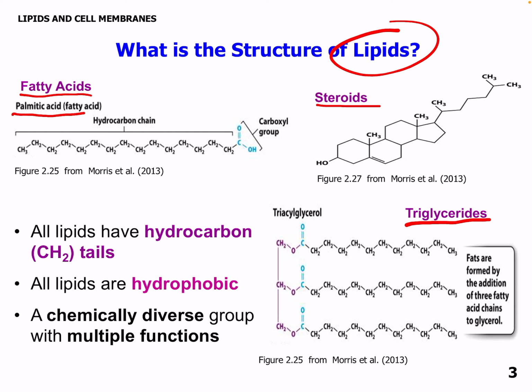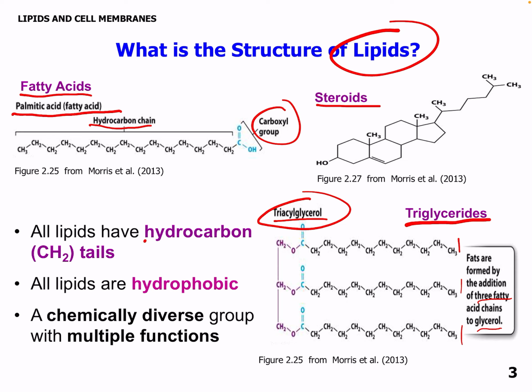Here's a palmitic acid. We have our hydrocarbon chain and our carboxyl group. Here we can see triacylglycerol or triglycerides. They're commonly referred to as either one, but triacylglycerol is the correct technical term. Fats are formed by the addition of 3 fatty acid chains to the glycerol. So here are the 3 fatty acid chains.